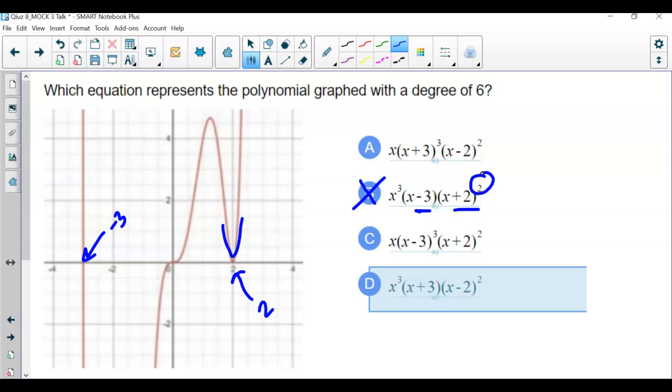But again, change the sign. That's why instead of putting -3, you need +3. And then instead of +2, you need -2. Then here, notice at 0, you have the slide, you have the bend, which is a multiplicity of 3. That's why you need x cubed here. So that's why the answer was D and not B. So don't forget, with factored form, change the sign.